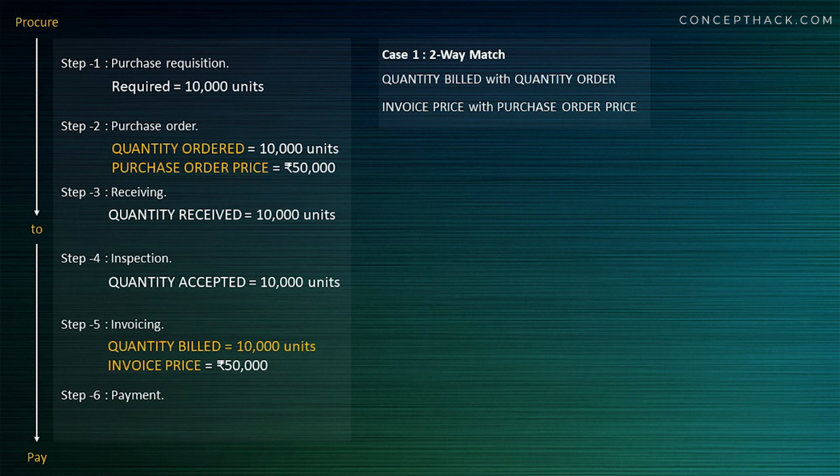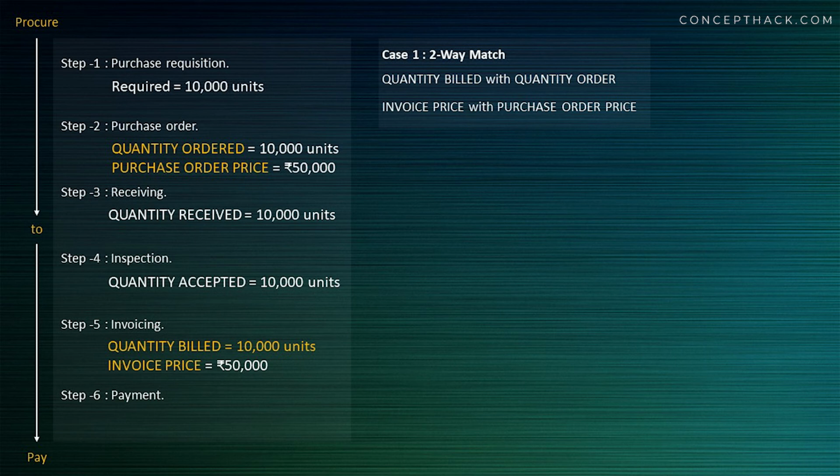If everything is matching, that means everything is good. In that case, they will simply go ahead and make payment to the vendor. So in this case, everything is matching. Your quantity billed and your quantity ordered are 10,000 units. There is no discrepancy here. Your invoice price and purchase order price are also the same, which is 50,000 rupees. So in that case, they will simply make payment to the vendor.